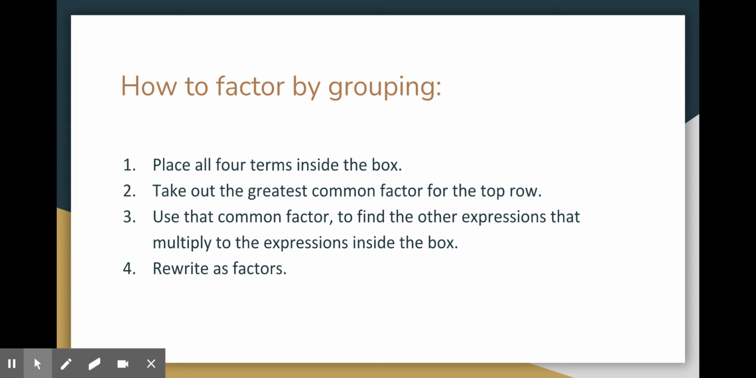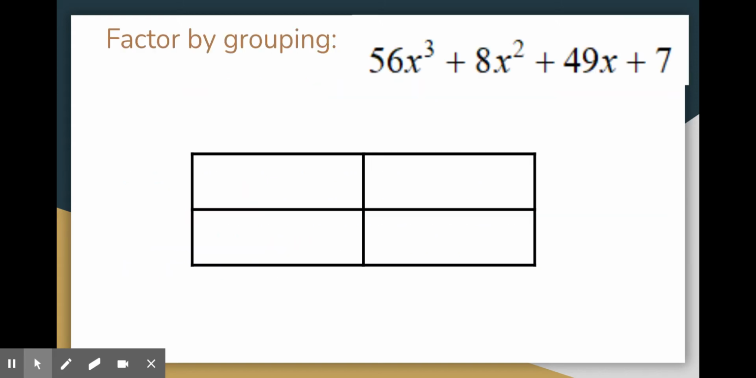Okay, so how to factor by grouping: you first are going to put all four terms inside your box. And then you're going to take the greatest common factor out for the top row. And then use the common factor to find the other expressions that multiply to the expressions inside the box and then rewrite as factors.